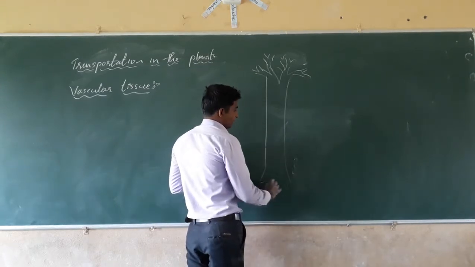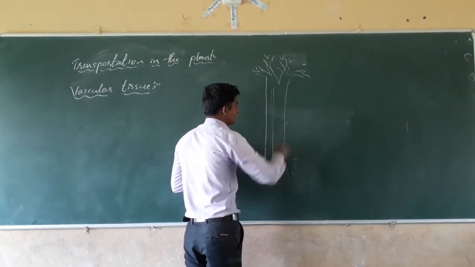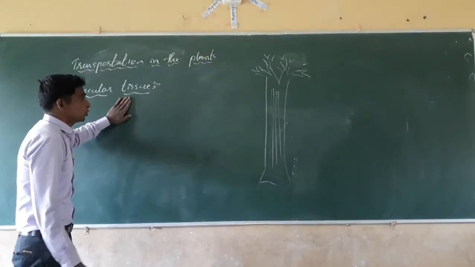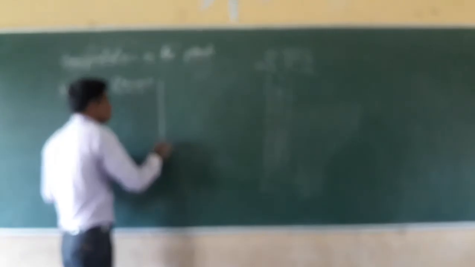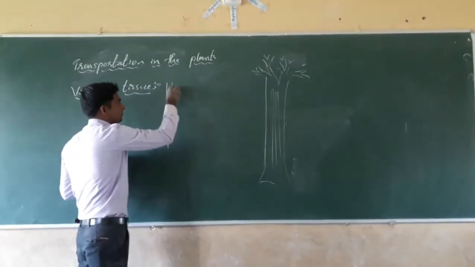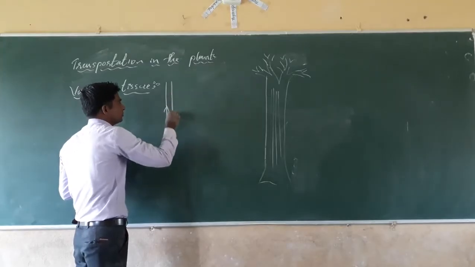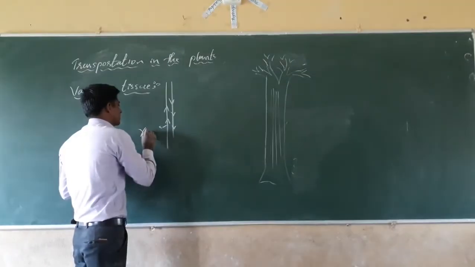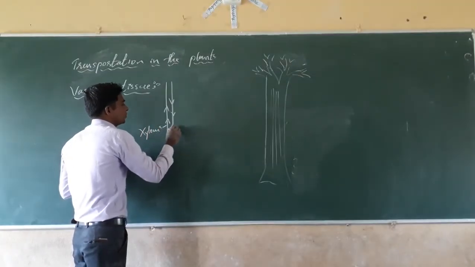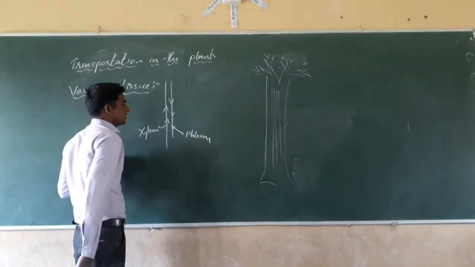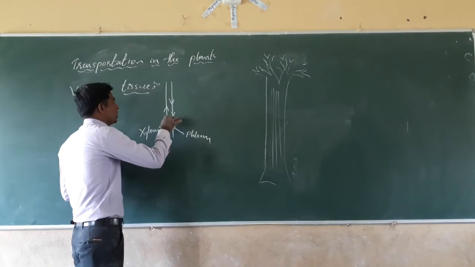Here, what happens inside the plants? The xylem and phloem, vascular tissue. The water conducting tissue conducts water, it takes it upward, and food prepared in the leaf moves downward. That is called the water conducting tissue, the xylem. The food conducting tissue is called the phloem. Both these collectively are called the vascular tissue.